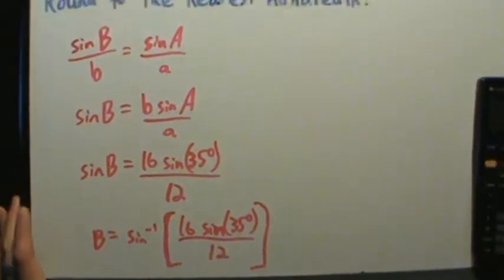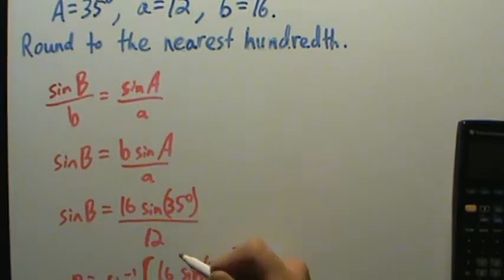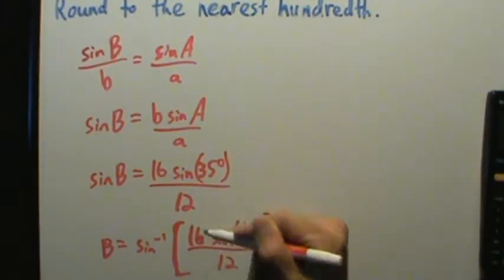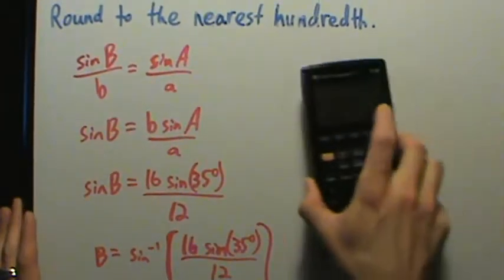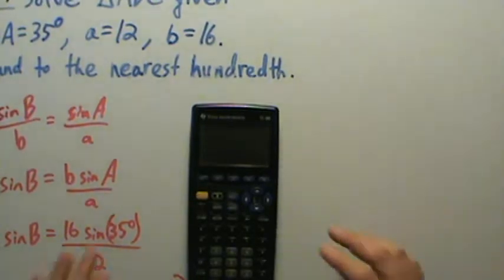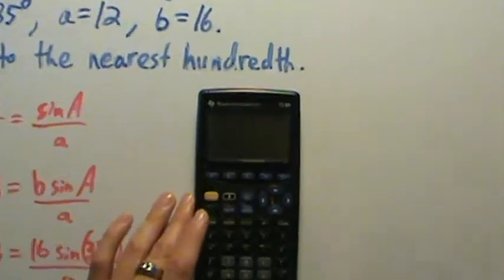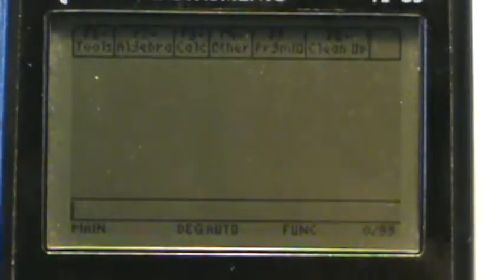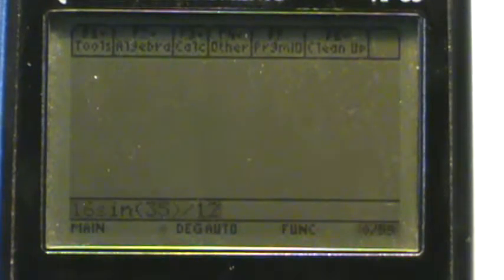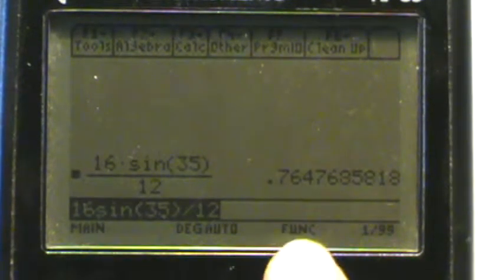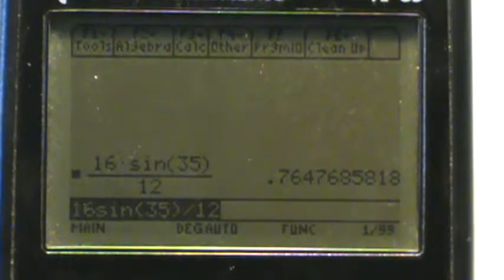Remember in example 3, we ran into that problem where we couldn't because this expression was larger than 1. So we have to make sure that this is a legitimate value. So 16 sine 35 degrees over 12. Let's pull out our calculator and make sure that's okay. Make sure that we're in degree mode. So 16 sine 35 degrees divided by 12, and that's approximately 0.76476 and so on.